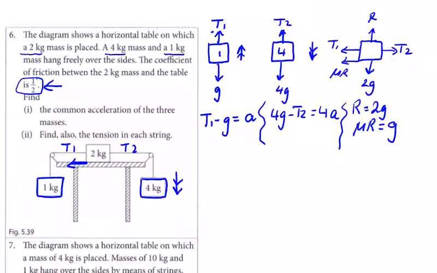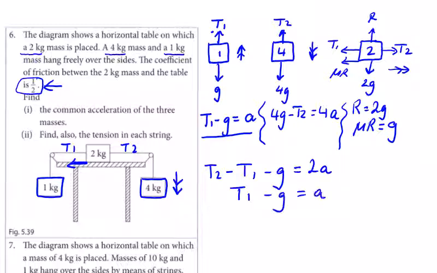So for my equation, it's going in this direction. So I'm starting with T2, and I'm taking away T1 that's going back and mu R that's going back, and that has to be equal to ma, which we didn't write in, to 2, so that's equal to 2a. So if we bring the other equations underneath and line up my terms, I have T1, I have minus g equals a, and do the same with this one here. I have minus T2 plus 4g is equal to 4a.